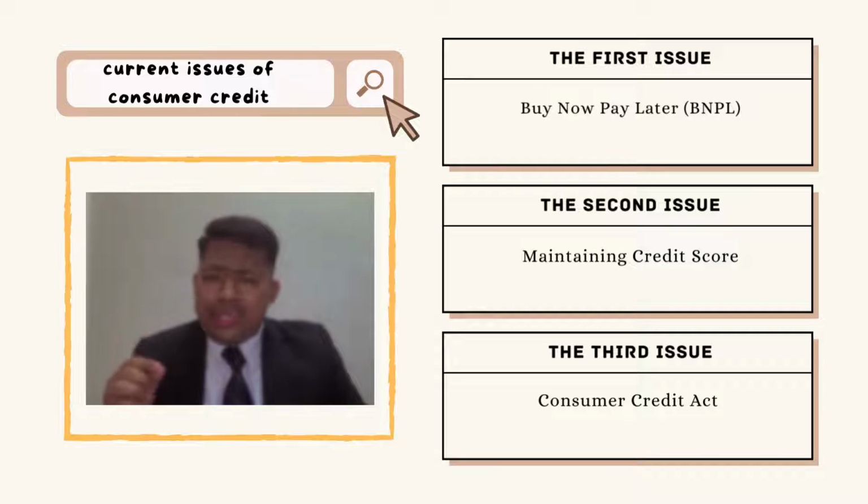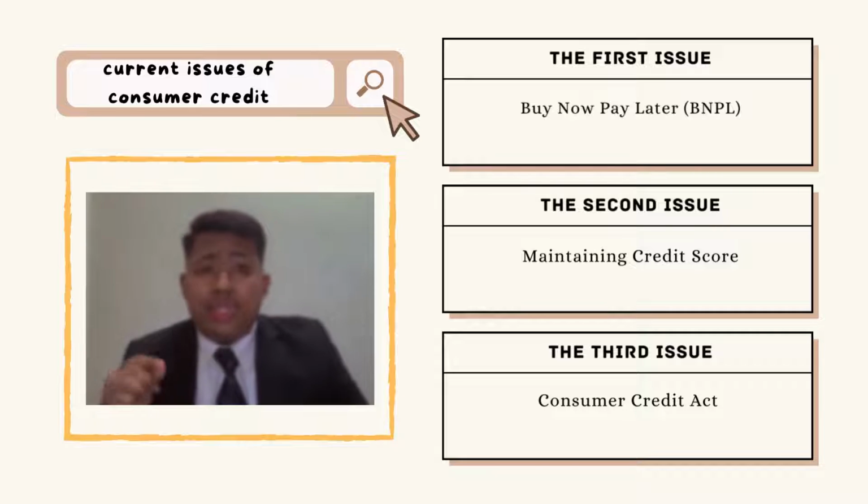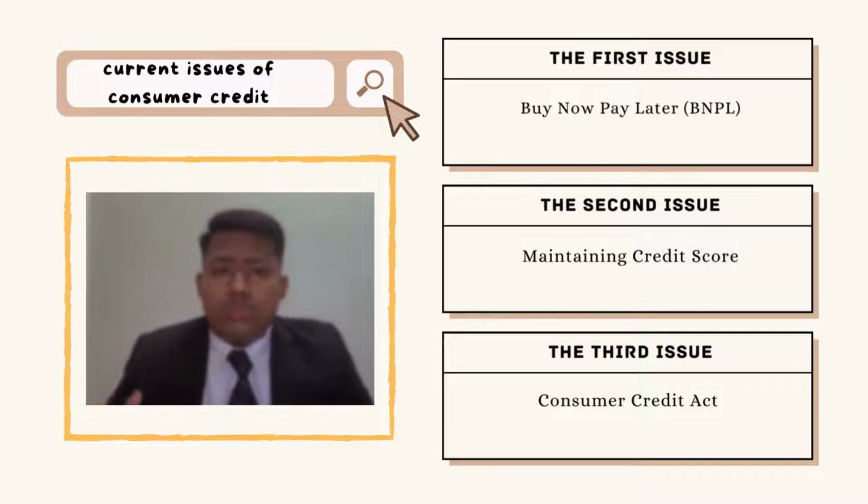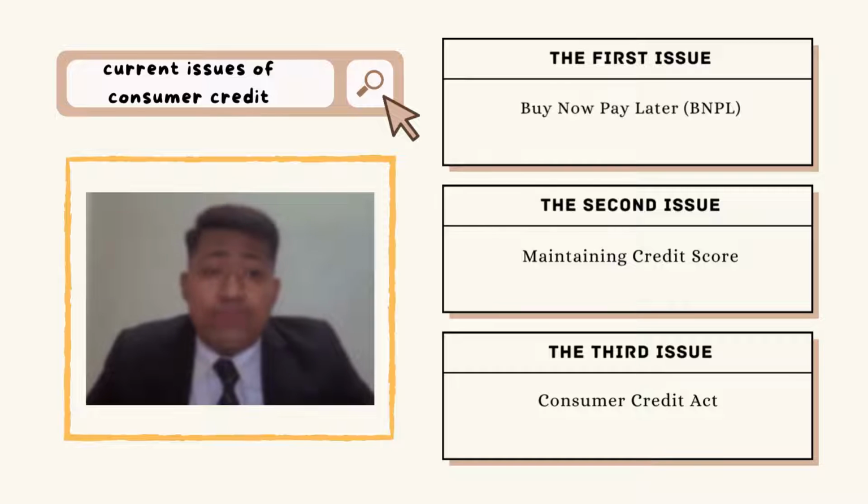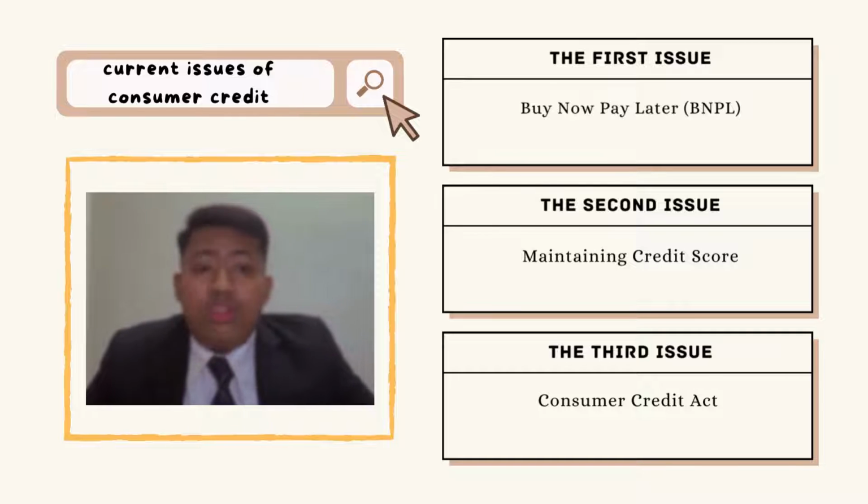Okay, next for the second issue for consumer credit is maintaining credit score. So, consumer credit scores have improved modestly across all age groups in the 4 years since the pre-COVID year of 2019. So, consumers have taken steps to control their credit portfolios during the COVID-19-induced economic slowdown, with the average score improving to 619 in 2022 from 602 in 2019, indicating that they have taken steps to manage their credit portfolio.